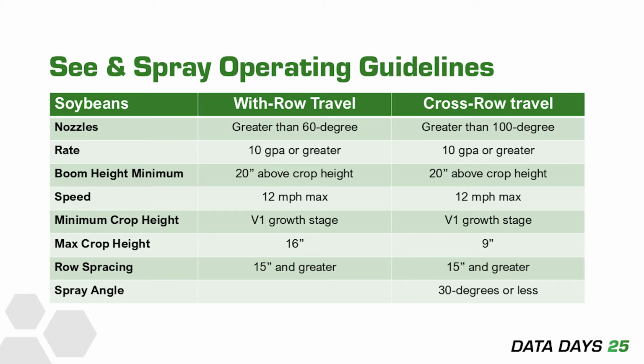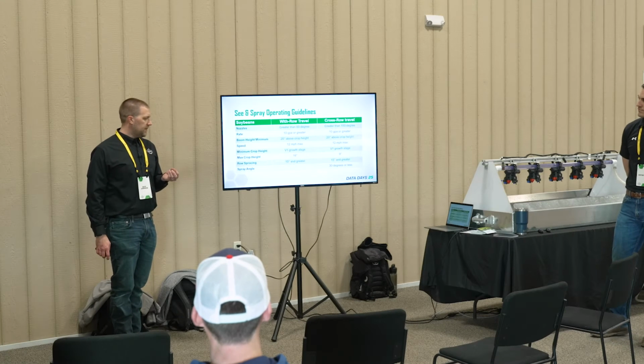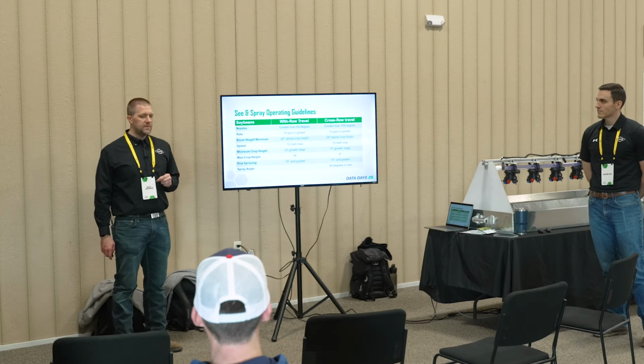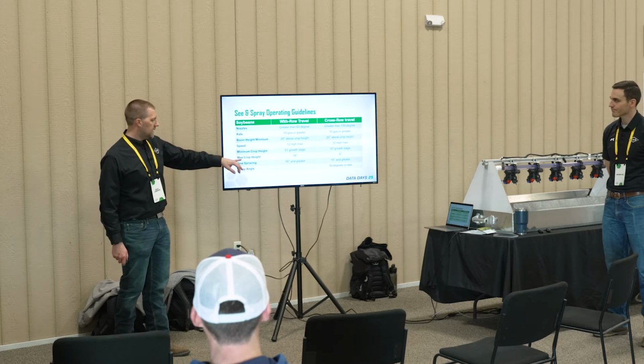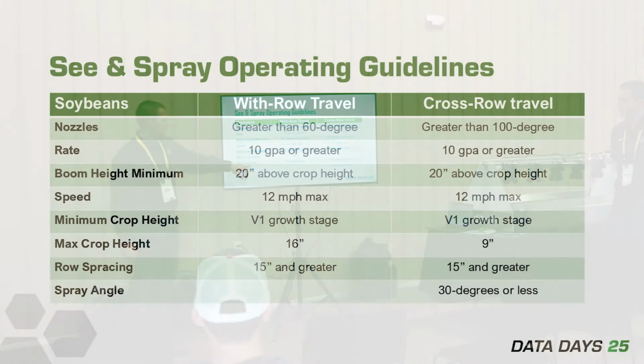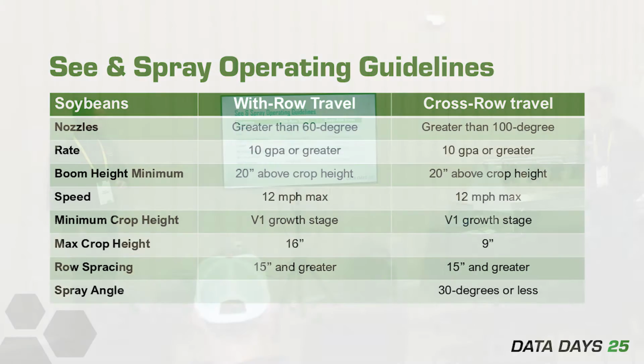Minimum crop height on soybeans would be V1, so we're talking very small at this point. And the weeds that we're able to hit: usually the minimum recommended weed size to hit is about 1/4 inch by 1/4 inch, maybe a little bit smaller from what we've seen out doing some testing. For row spacing, when we talk soybeans, with 15-inch or greater spacing, we are able to go through the rows and do our detection with a very high level of accuracy.